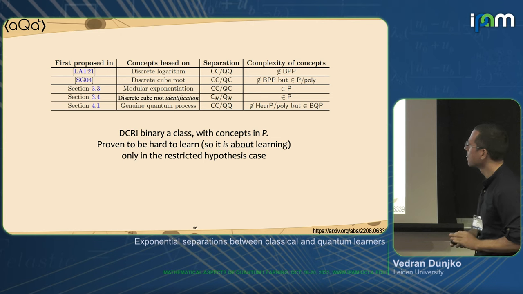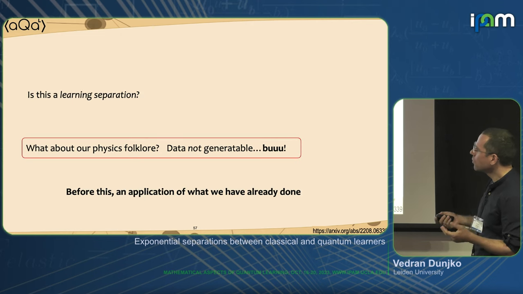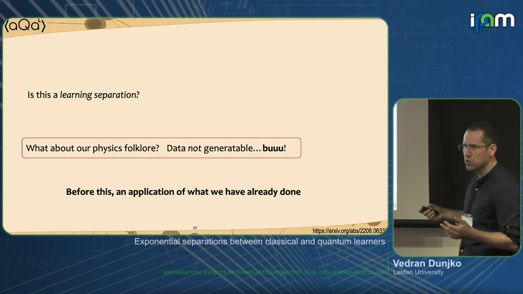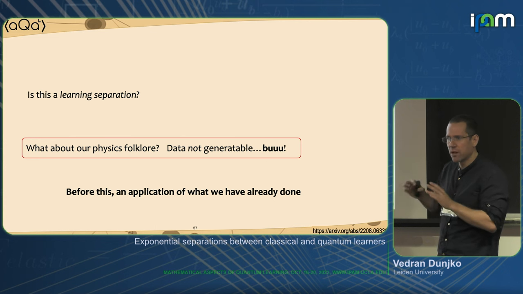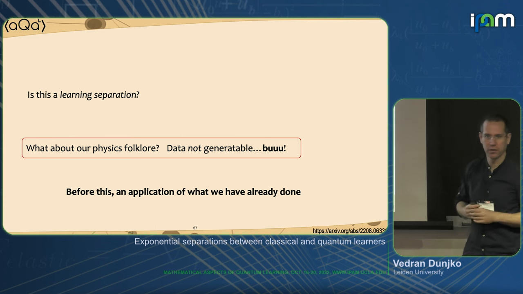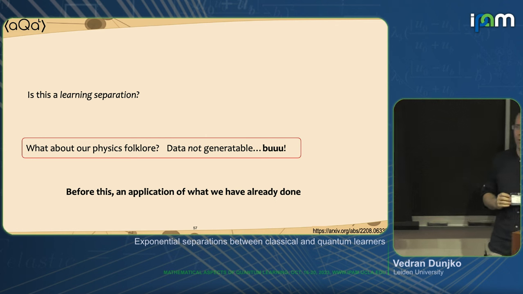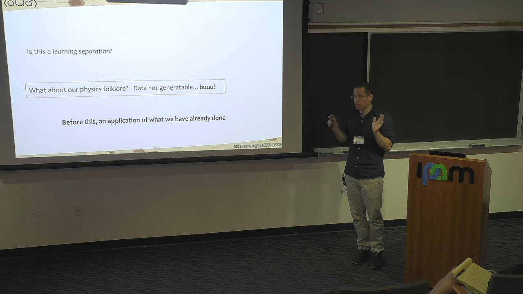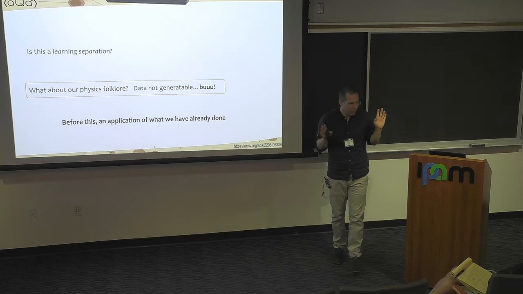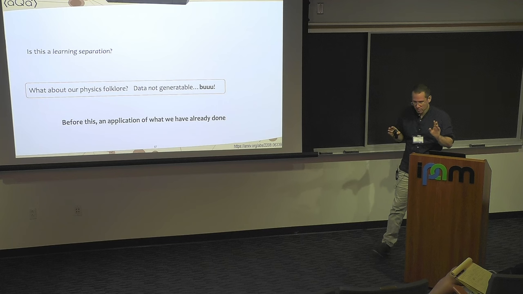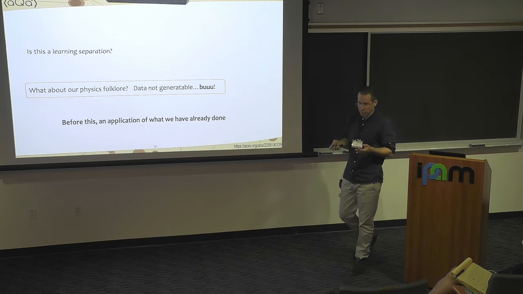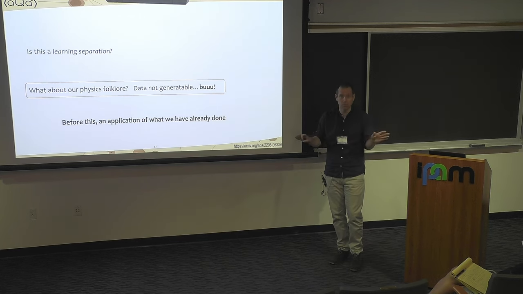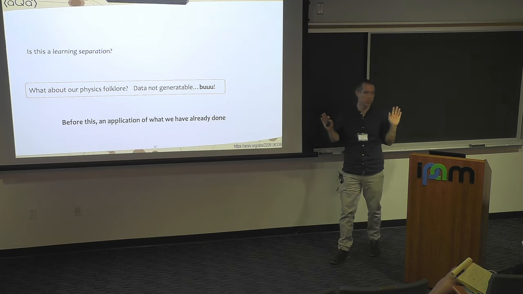Okay. Good. Now I would like to move to the physics folklore question, because I didn't solve the problem that everything I was saying has generatable data. So it's not what I want, but it is hopefully emphasizing what it means to learn and what kinds of separations you get. It's a subtle thing. There's not one separation, there are many different separations. You can build them, and for me it was very surprising to know that there are separations where everything is classically doable, except figuring out which concept it is.